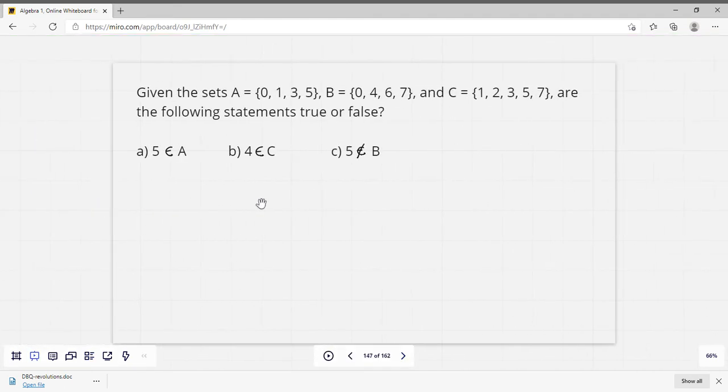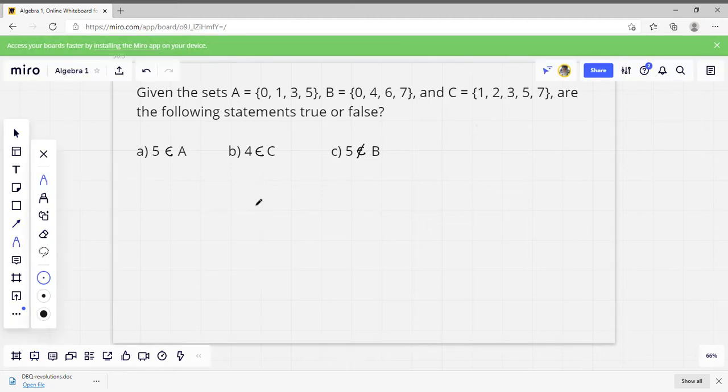All right. Given the sets A, B, and C, are the following statements true or false? These new symbols: this one that looks like an E means that the number is a member of that set. This one with the slash through it means the number is not a member of that set. So 5 is a member of set A. I'm going to look in set A, and there is a 5, so that one is true.